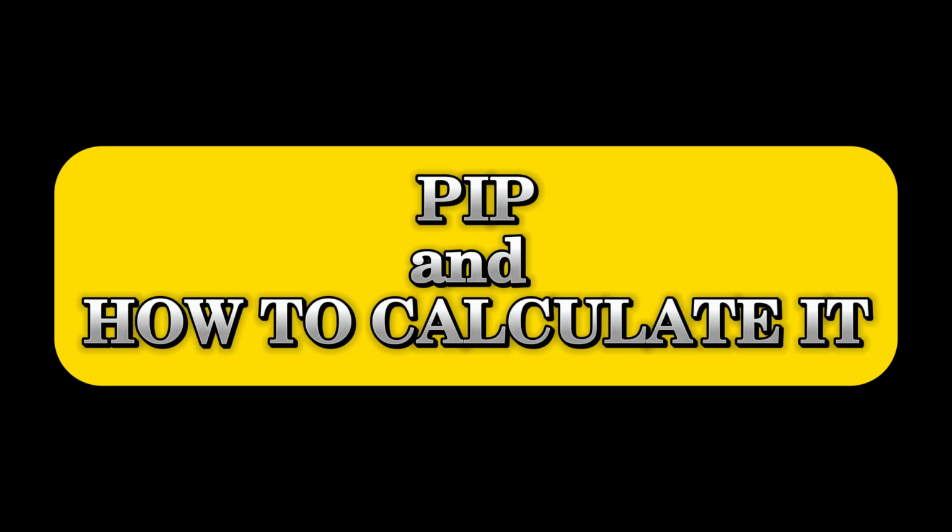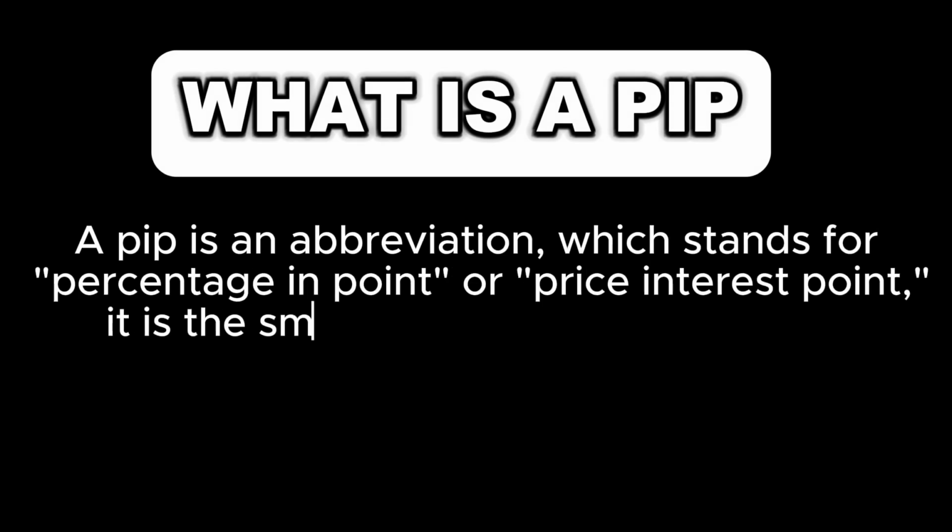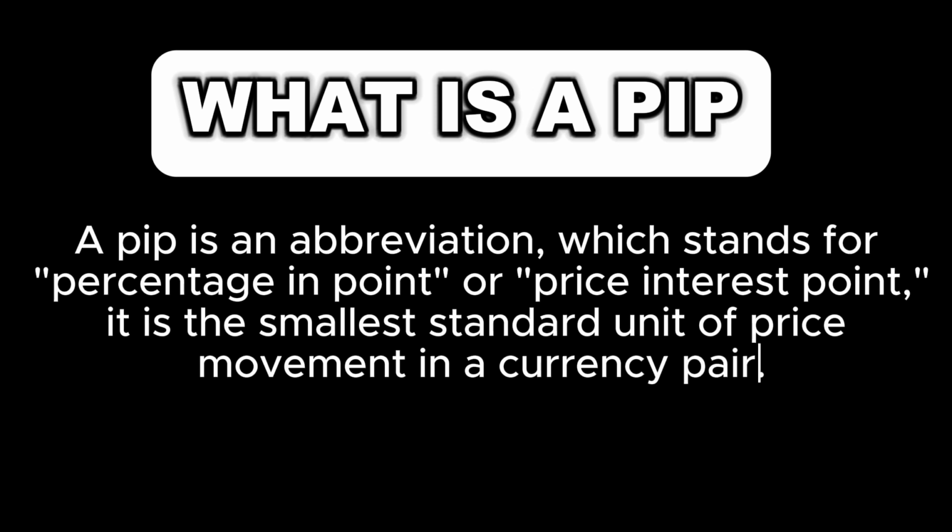In today's video, we'll be covering an essential concept in forex trading, which is what is a pip and how to calculate it. Now let's dive in. First thing first, what exactly is a pip? A pip is just an abbreviation which stands for percentage in point or price interest point. It is the smallest standard unit of price movement in a currency pair.